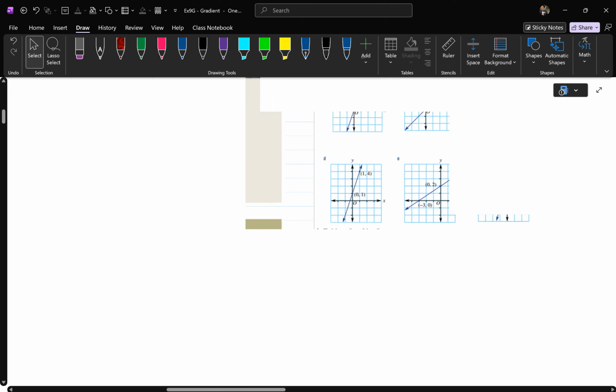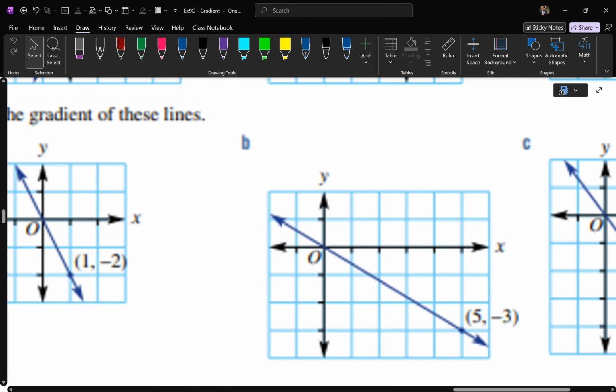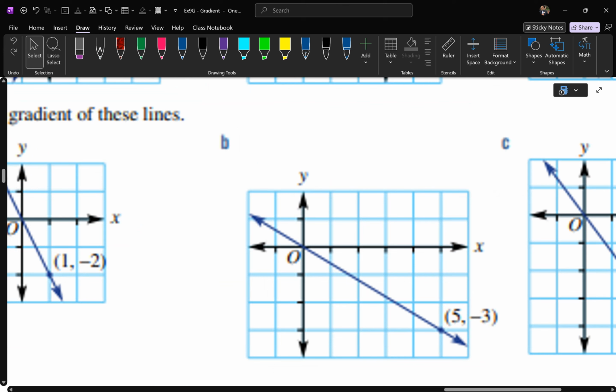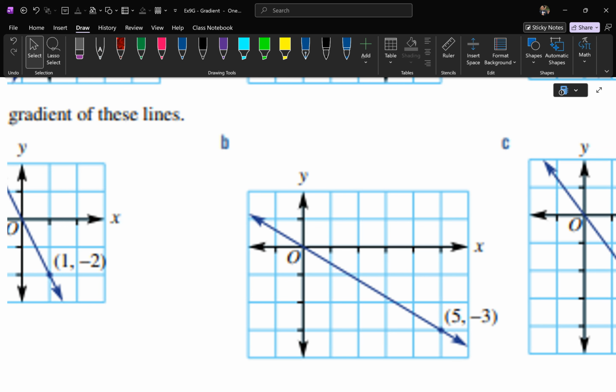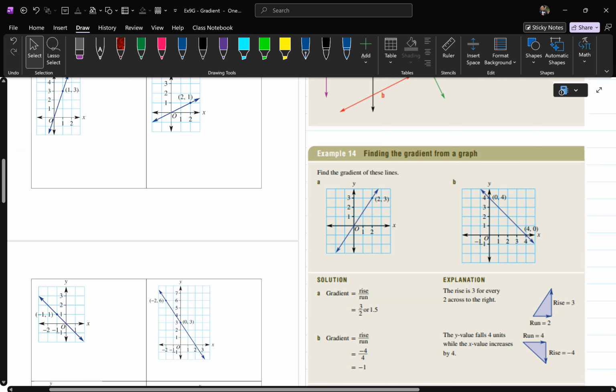Let's pick another one. What if I gave you this one? What gradient is this one? Can I please have, let's go thumbs up. What type of gradient is this one? Negative. Left to right, you're going down. So there's a negative gradient. Very good. Let's go to an example from your textbook.